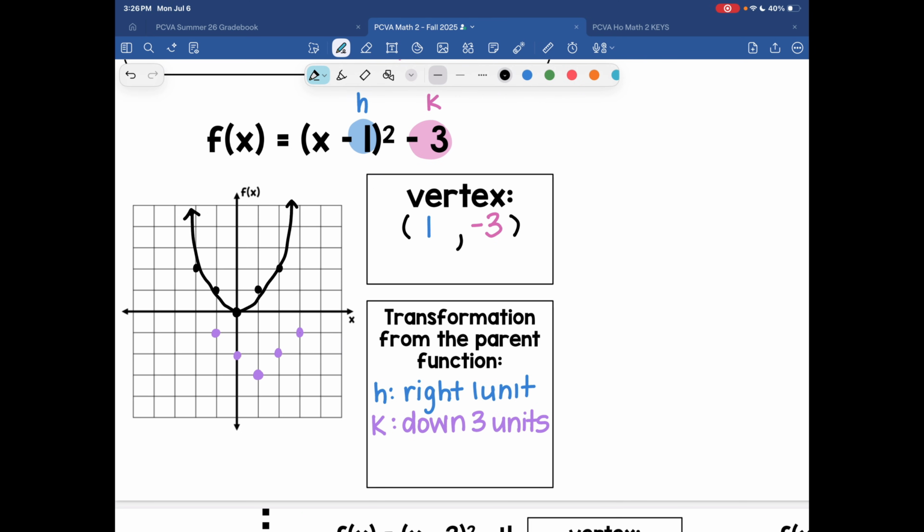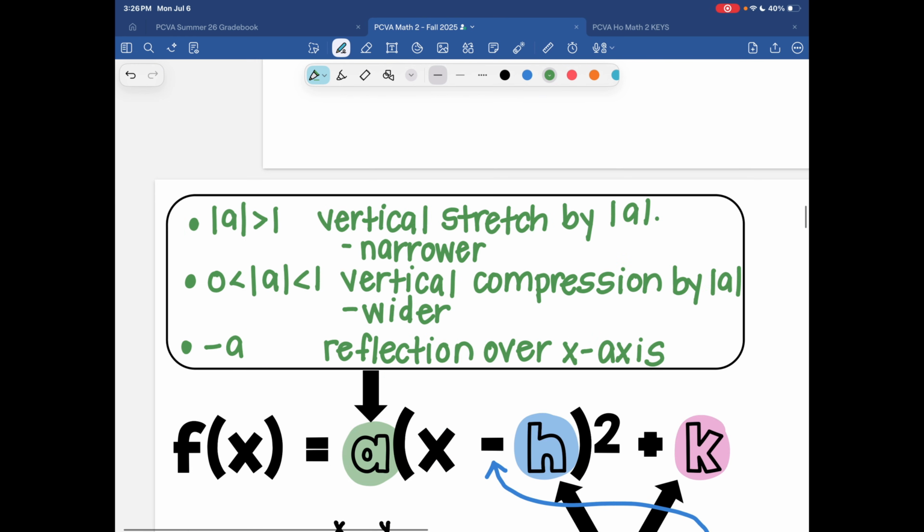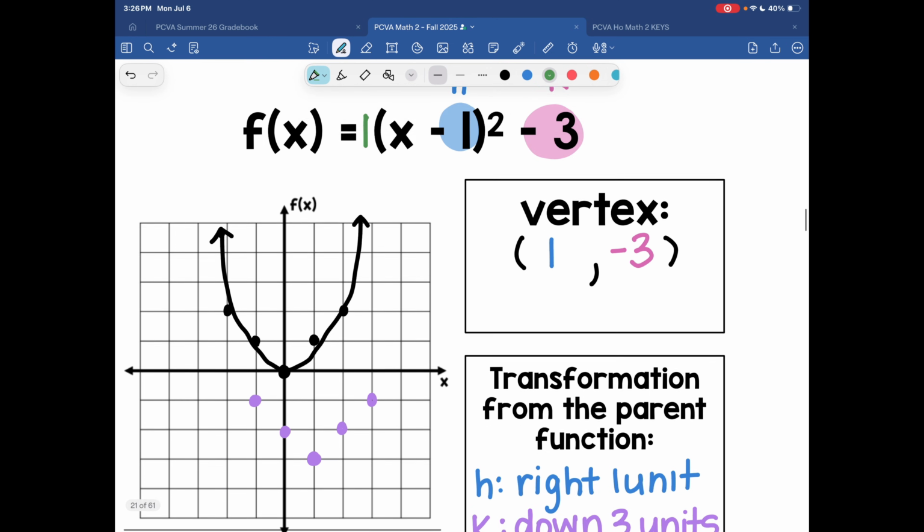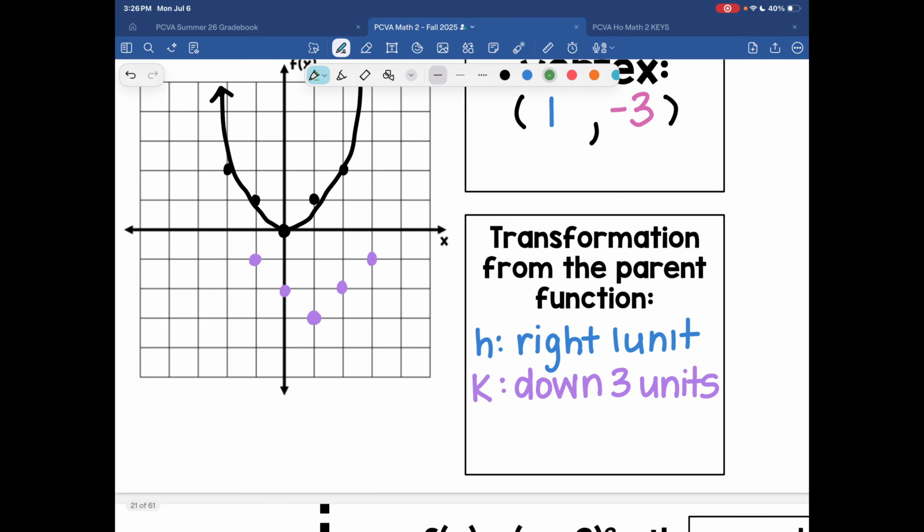So remember, the A value is the number in front. Well, for this one, I don't see an A value right here. So we don't multiply by 0, because 0 times anything is going to turn to 0. So this is automatically going to become a 1. So the rules were that if it's greater than 1 or less than 1, well, it's equal to 1, so we don't have a vertical stretch or vertical compression, and it's not negative. So we have no more transformations that are going to apply to that.